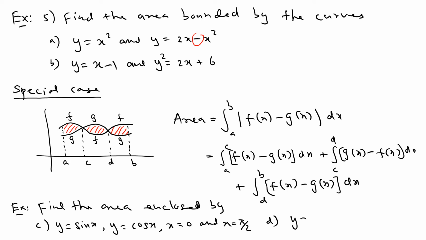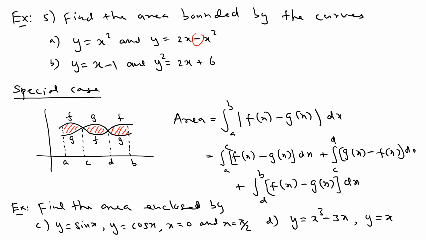y equals x cubed minus 3x and y equals x, between those two curves. And you can see once you graph this, it's going to cut at 3 points. Because it's a cubic graph and this is the line y equals x, it's going to cut at 3 points. So that's a special case. You can try them and you can find the answers in the description.